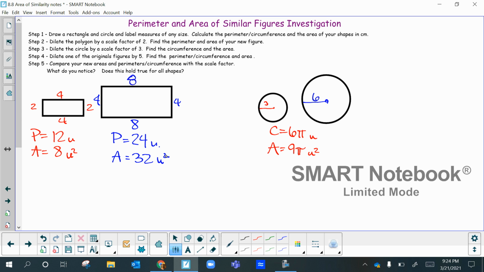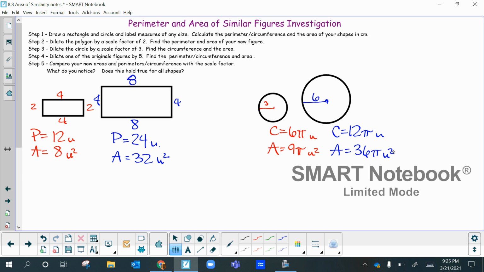All right, let's look at this one over here. The circumference for this one is going to be pi times diameter, and the diameter is 12. So it is 12 pi units. The area is going to be pi r squared, which is 36 pi square units. Okay, did that. Okay, then it says dilate the circle by a scale factor of 3. Find the circumference and the area.